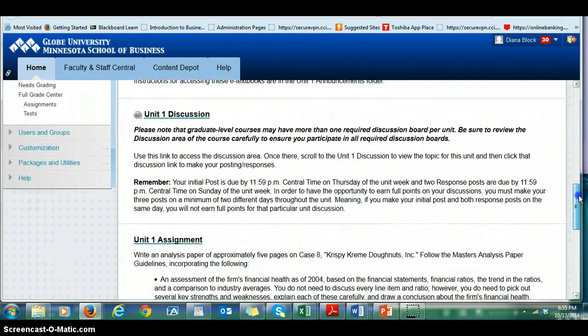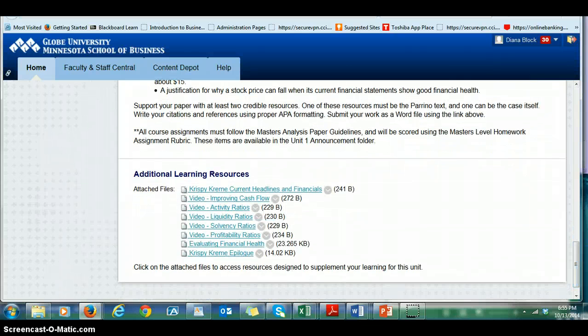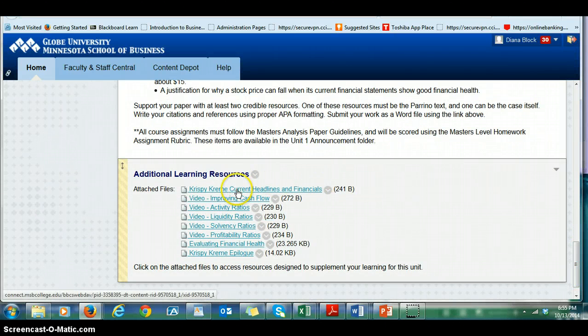The other thing that I want to point out to you right up front is the additional learning resources that are here at the bottom of each unit. And this is going to be some great information to help summarize the information you're reading in the chapter. And it also gives you some additional information about the case that we'll be working on each week. So this week you're going to turn in an assignment on the Krispy Kreme case, and there's some additional information here that you will want to use and incorporate into your evaluation of this firm.